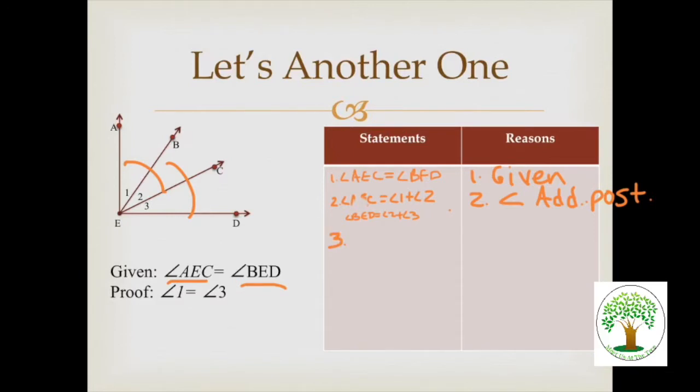Now, I wish my eraser wouldn't have. I have AEC equals angle 1 and 2. So up here on this AEC, what could I put in the place of AEC? Angle 1 plus angle 2. That's true. I could put angle 1 plus angle 2. What could I put in the place of the BED? It's an E, not an F. BED, angle 2 plus angle 3. Yes.